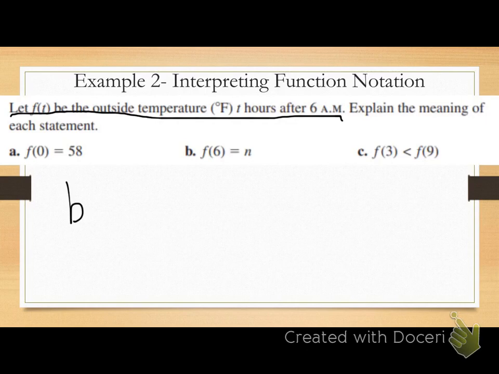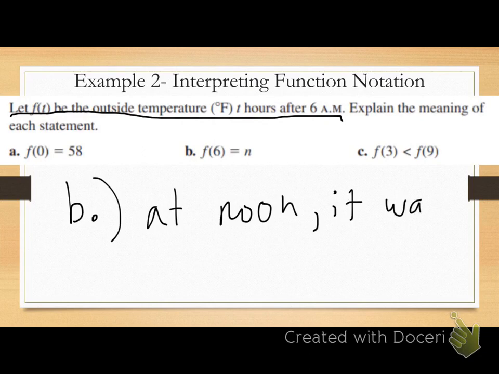Now let's look at letter B. So now we're saying f of 6 equals n. So once again, that t value, in this case 6, is the number of hours after 6 a.m. So 6 hours after 6 a.m. would be 12 o'clock or noon. So what this is saying is at noon, or 6 hours after 6 a.m., it was n degrees Fahrenheit. It doesn't give us a value for n, so we just say it's n degrees Fahrenheit.